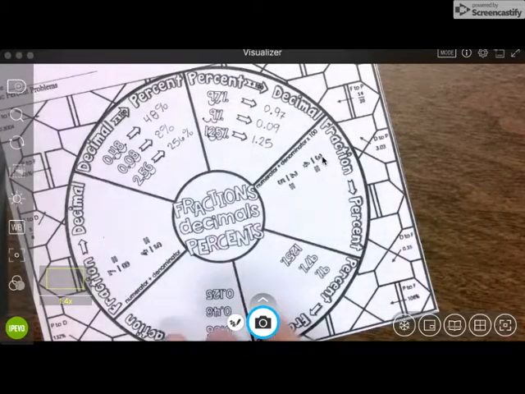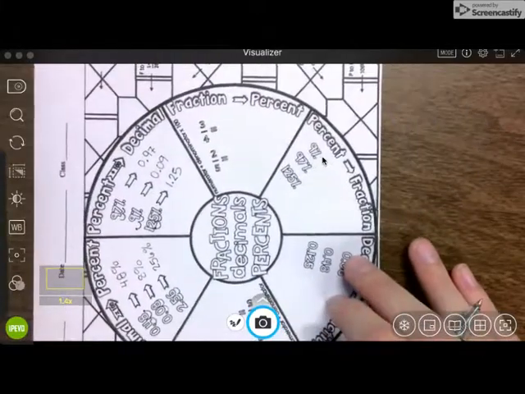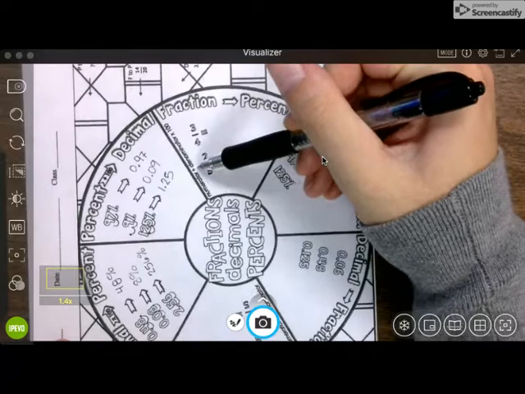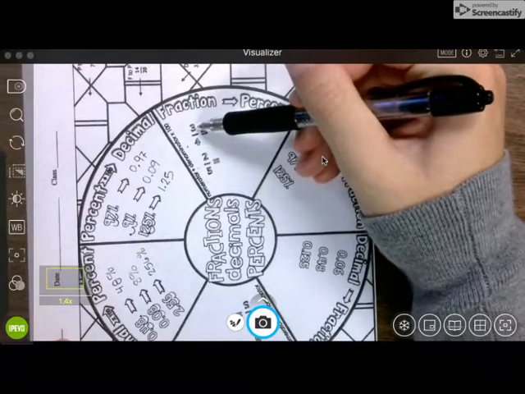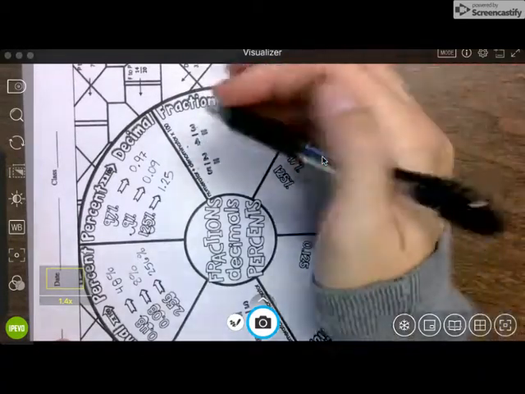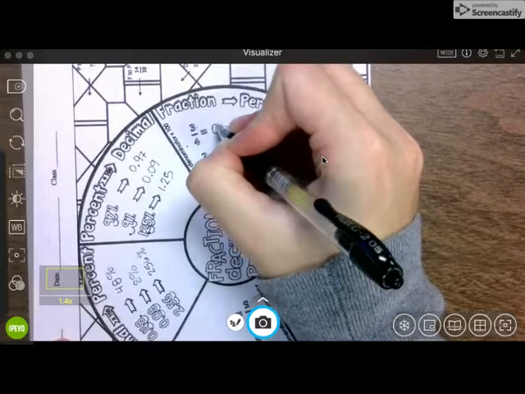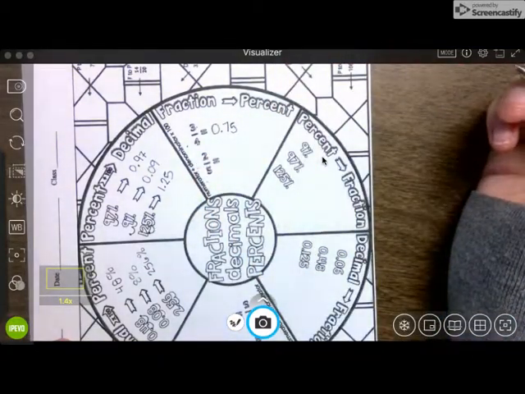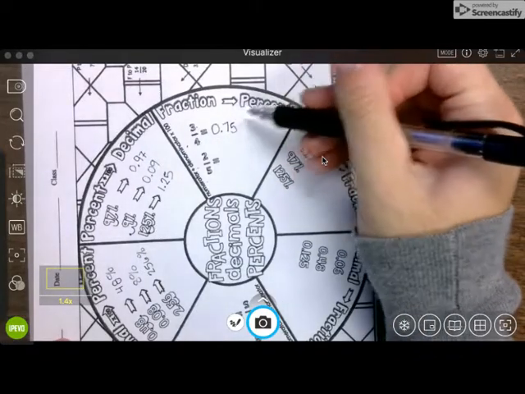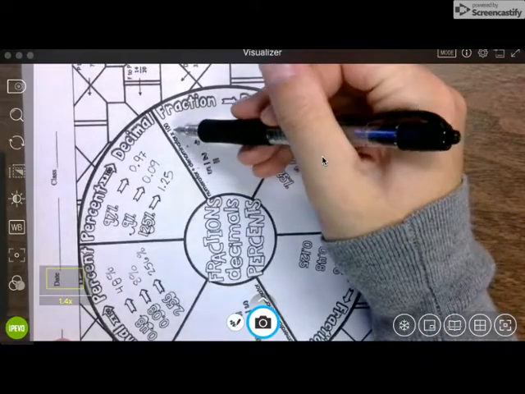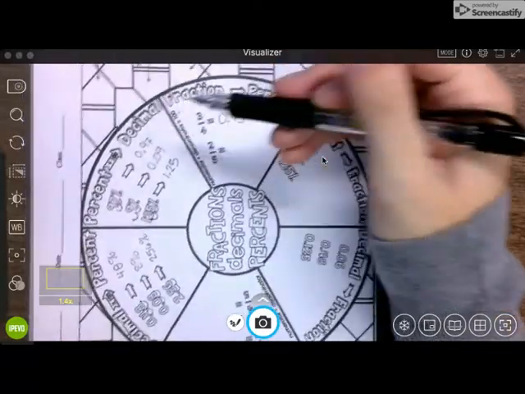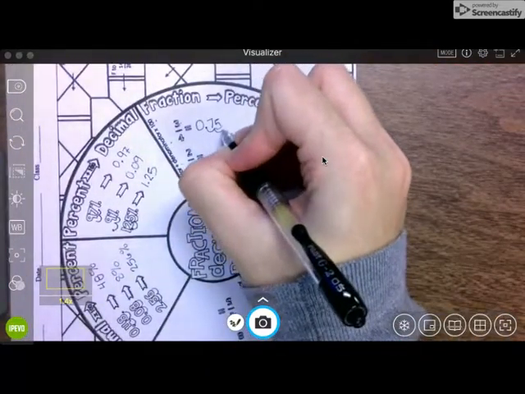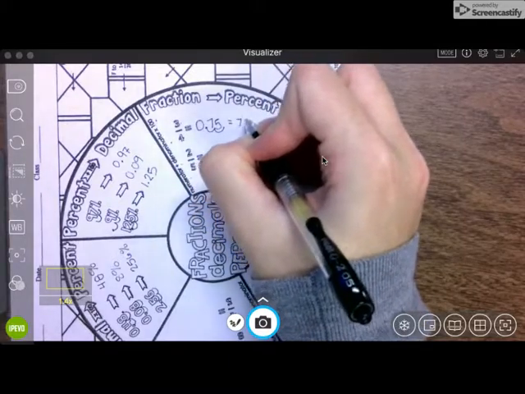Okay, next we'll just go around in the circle. We'll do fraction to percent. So it says numerator divided by denominator. So if you do 3 divided by 4 in your calculator, that gives you 0.75. Then to change a decimal to a percent, we times it by 100. That's what we just talked about right here. So we're going to move that decimal 2 places to the right, and that gives us 75%.